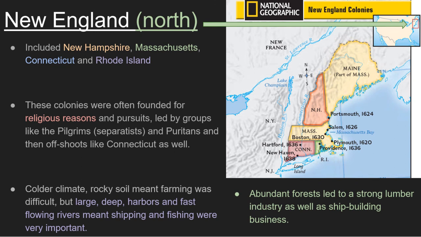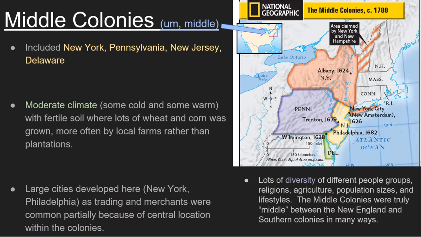So it's good to note the differences between New England and the middle colonies, which were New York, Pennsylvania, New Jersey, and Delaware. You can see on the map again. The middle colonies had a middle or moderate climate. They had fertile, good growing soil, with lots of wheat and corn grown here. But more often, these were local or smaller farmers rather than the large plantations we find in the South.